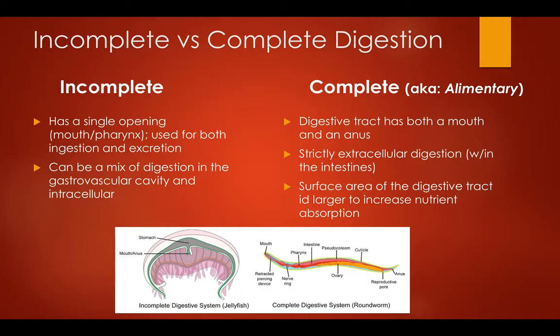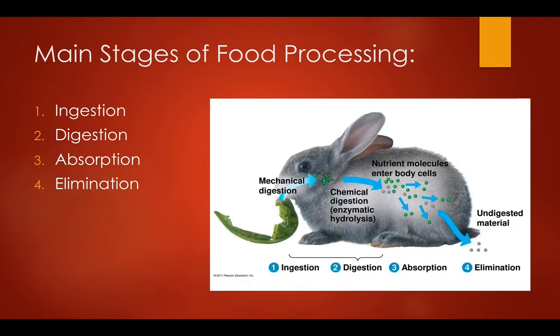So the surface area of the digestive tract is larger to increase nutrient absorption. The more infolding you have of that intestine, the more digestion is going to be happening. So there are four main stages when it comes to food processing: ingestion, digestion, absorption, and elimination.